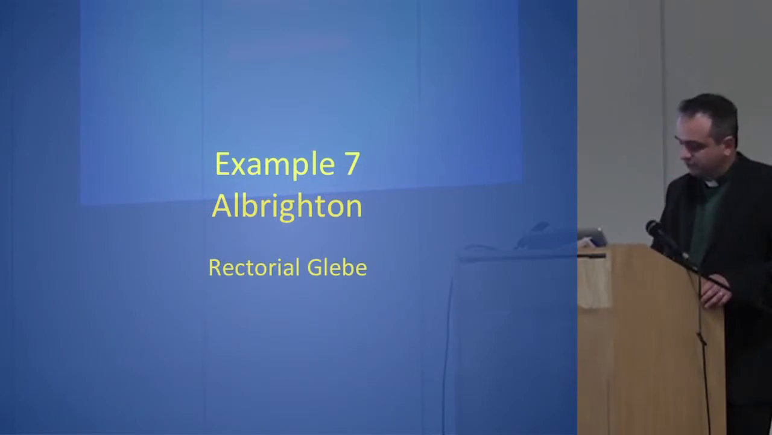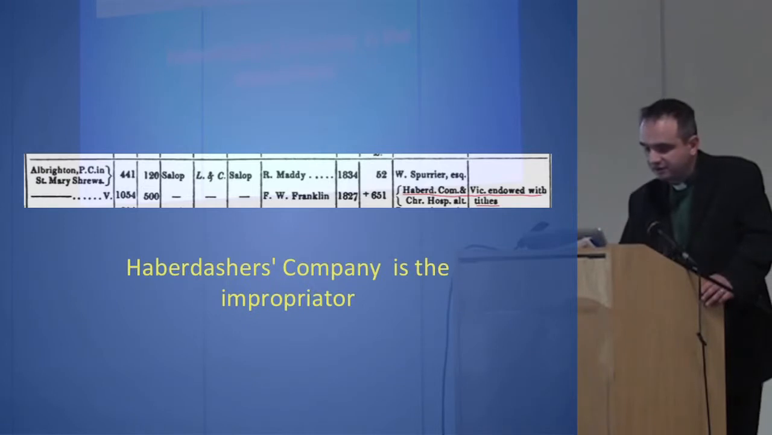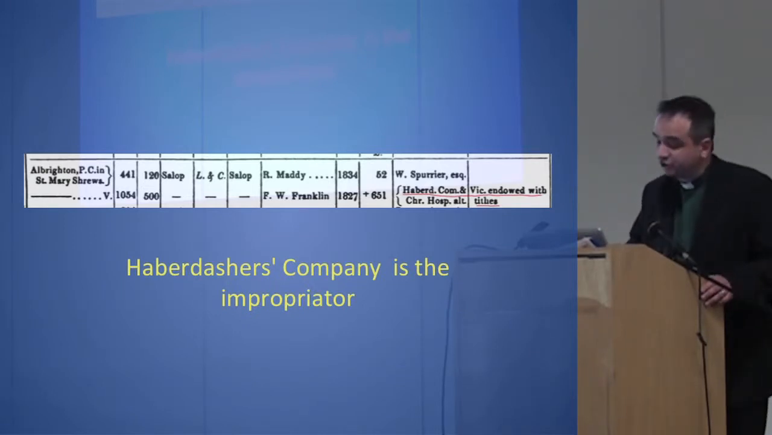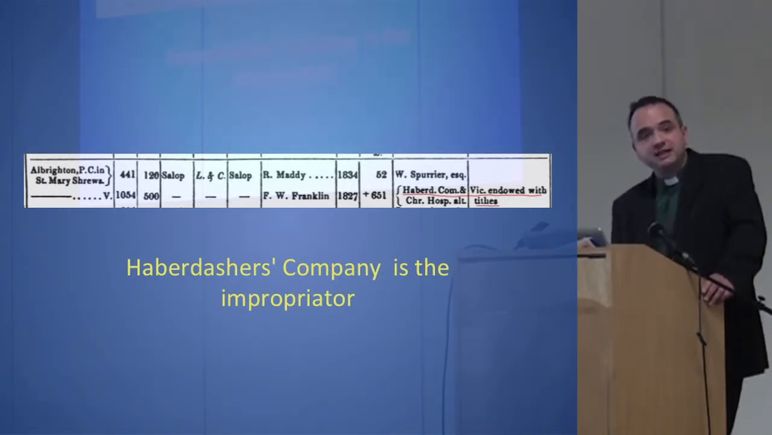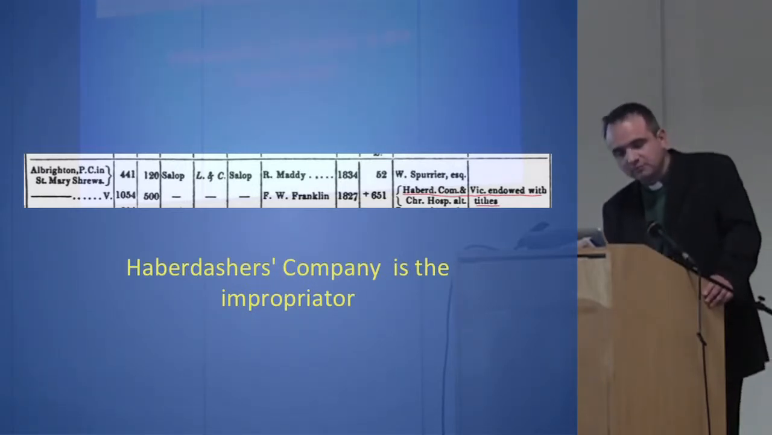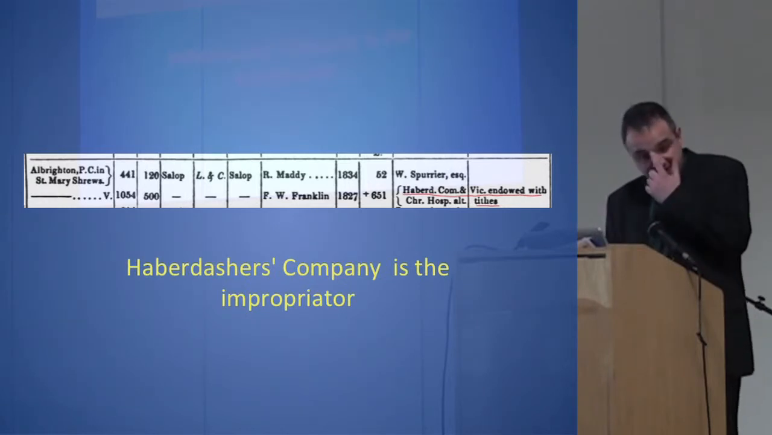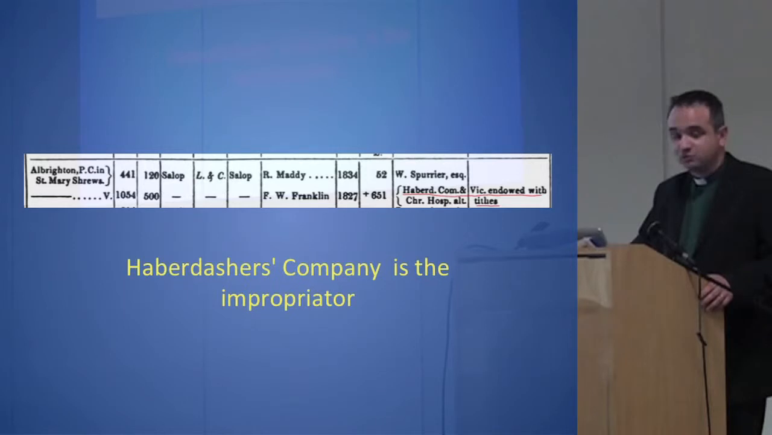Example, the next one is Brighton. Here you notice the same thing, the Haberdashers' Company is the impropriator. But what they did, they kept the rectory glebe for themselves, but gave the tithes back to the vicar. So it's a very interesting case. I know they're busy trying to persuade the Haberdashers to help with the upkeep of the chancel.